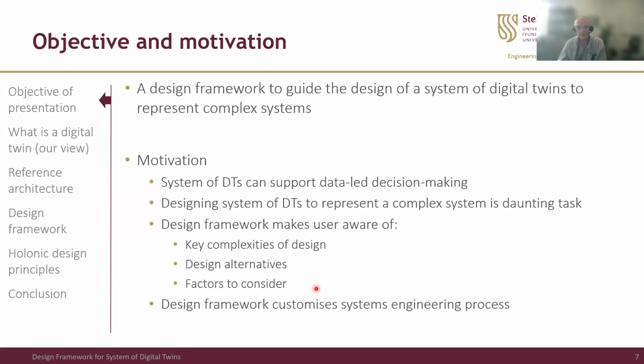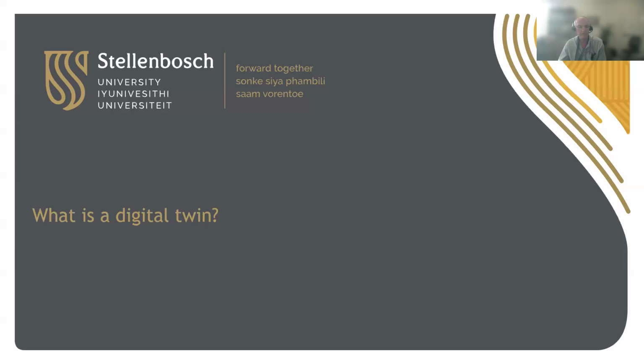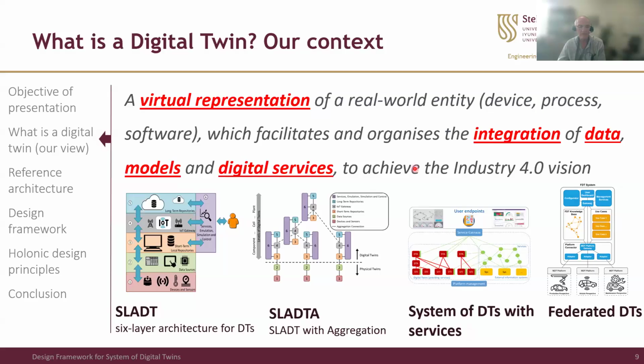The design framework is really a customization of the system engineering process that we've developed in our research group through the experiences we've had. So let's start with the question, what is a digital twin? In our view, a digital twin is a virtual representation of a real world entity. I specifically do not use physical here because processes and software can also be real world entities in our case. So a virtual representation of a real world entity that facilitates and organizes the integration of data, models, and digital services. So in our thinking, the data ingestion by a digital twin, I think that's widely accepted as a key part of a digital twin.